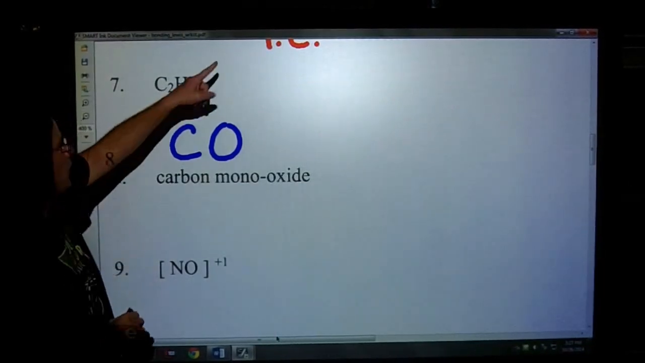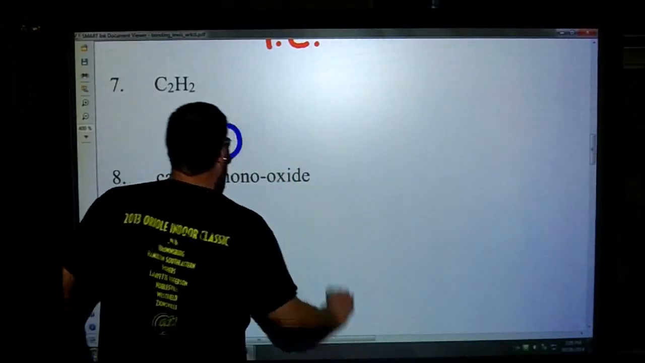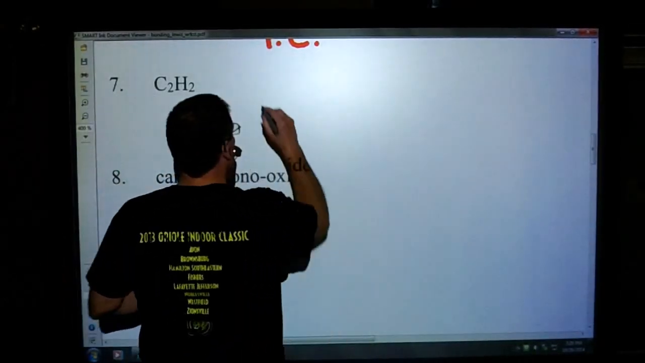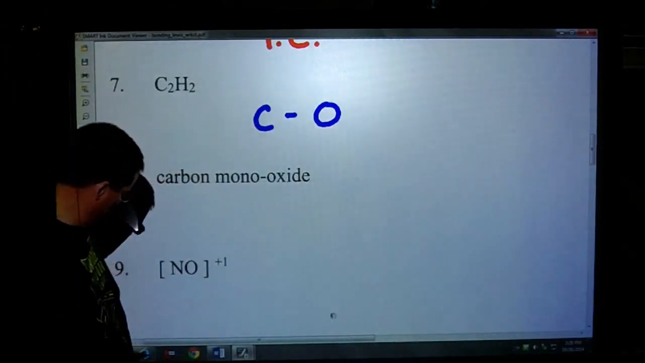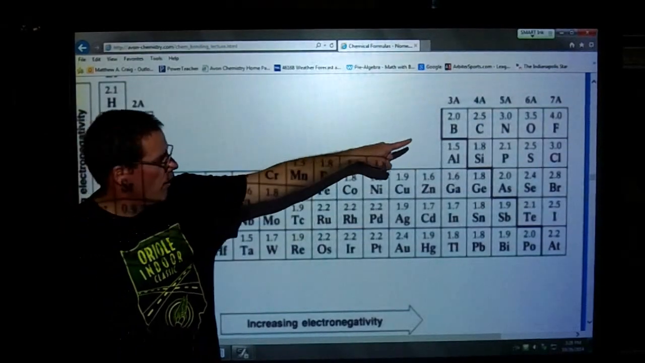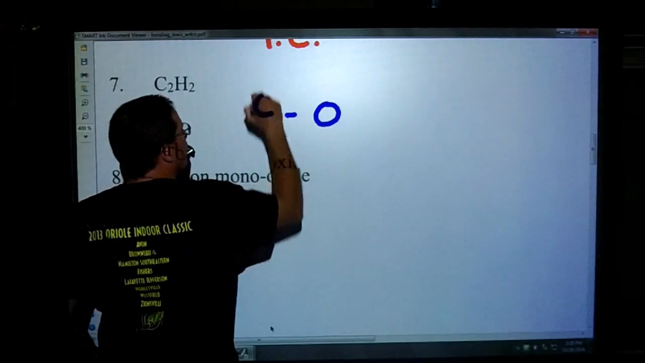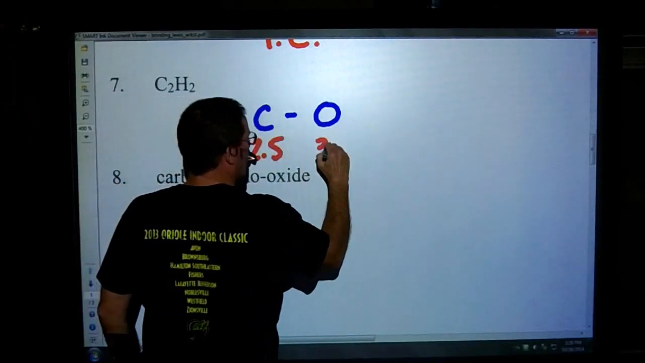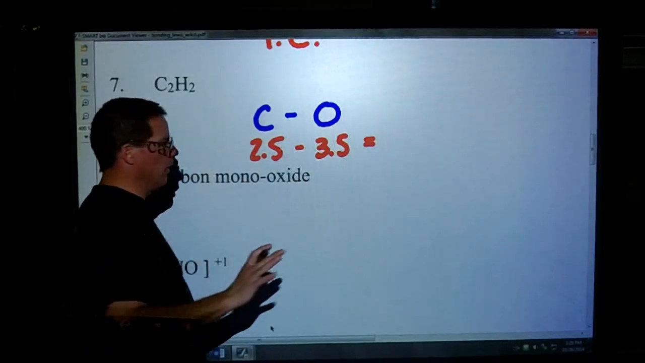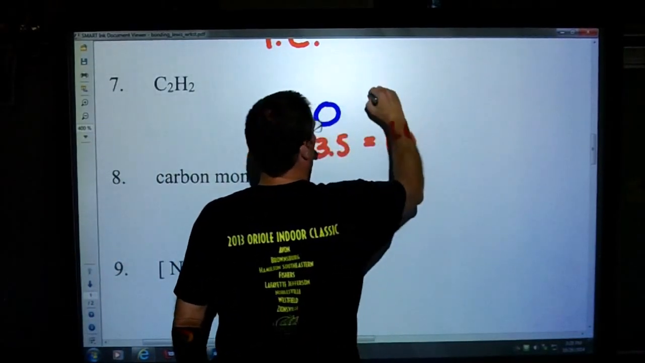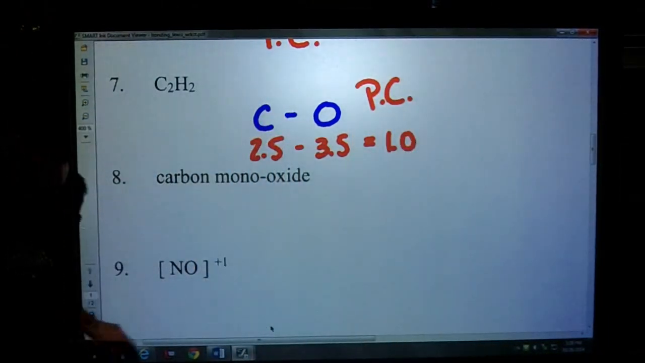Let's do the same thing that we did up above and find the difference in the electronegativities. I have my C and my O, and I only have 1 of each. Carbon is 2.5, oxygen 3.5. The difference between that, yes, I know it's negative, drop the negative, is 1.0, which means that we have polar covalent bonding. Notice that a lot of these are polar covalent, which is fine.